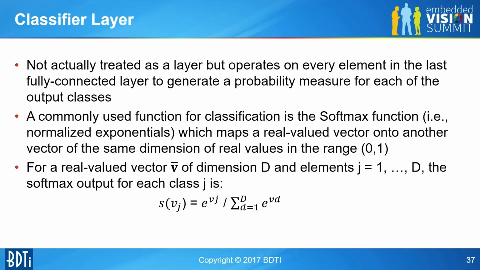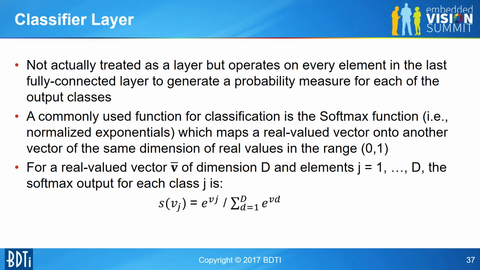Okay, and last but not least, we have this classifier layer. It's really a quasi-layer. Its purpose is to generate a probability measure for each of the output classes. A common one is this so-called softmax. It takes its input, which is usually the output of a fully connected layer, and maps those values, normalizes those values, if you will, onto a range from 0 to 1. And you can interpret these as the final probability that the original input lies within a given class.